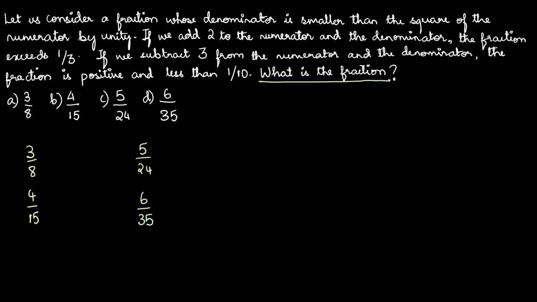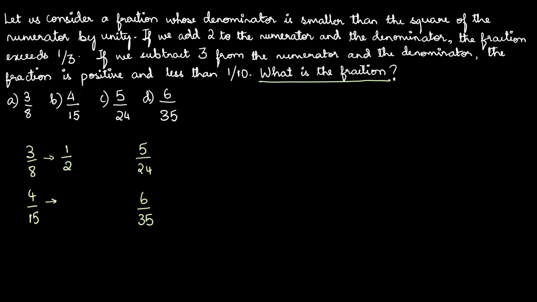Now if I increase the numerator and denominator by 2, I should get a fraction that's greater than 1 by 3, right? So let's do that. 3 by 8, I increase the numerator and denominator by 2, I get 5 by 10. Now 5 by 10 is not the simplest form, I can still reduce it, it will become half. Half is greater than 1 by 3, right? Let's compare half and 1 by 3. Greater the denominator, lesser the fraction. So 3 is greater than 2, so 1 by 2 is greater than 1 by 3. It's simple. The fraction exceeds 1 by 3.